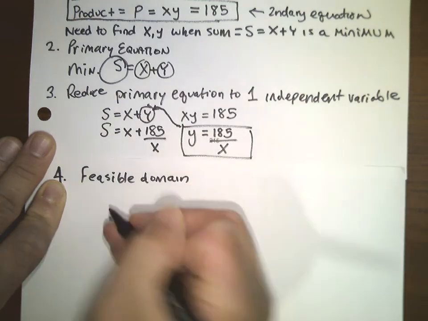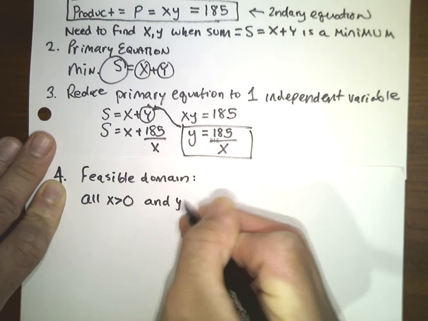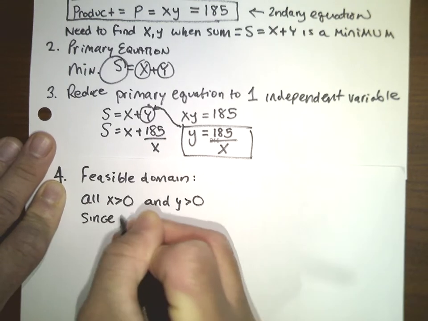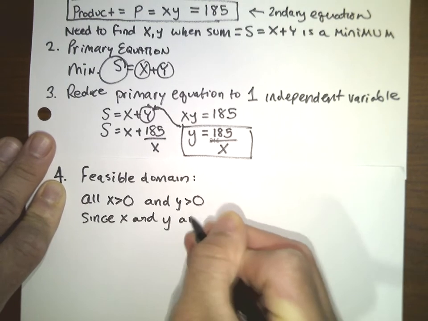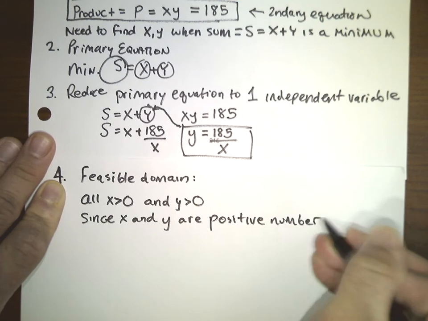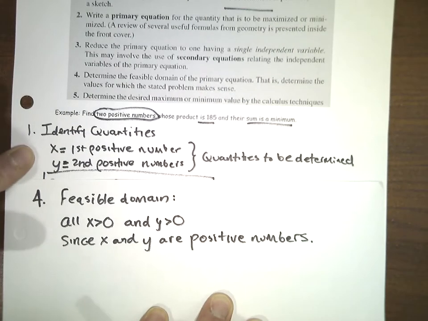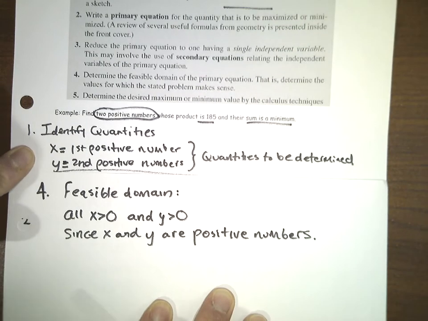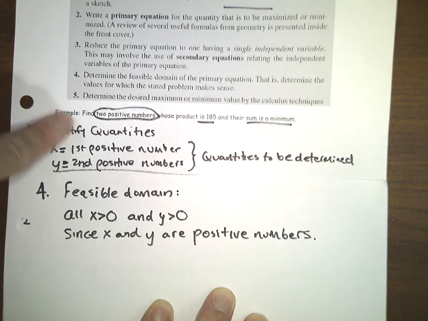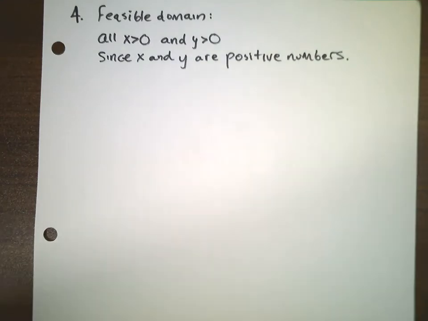All right, so the feasible domain is all x greater than 0 and all y greater than 0, since x and y are positive numbers. So that was the beginning of the problem, that we needed to start out with the fact that we needed to find two positive numbers. And then all we're going to do after this is step five, determine the desired maximum or minimum value by the calculus techniques. So let's go ahead and do this.